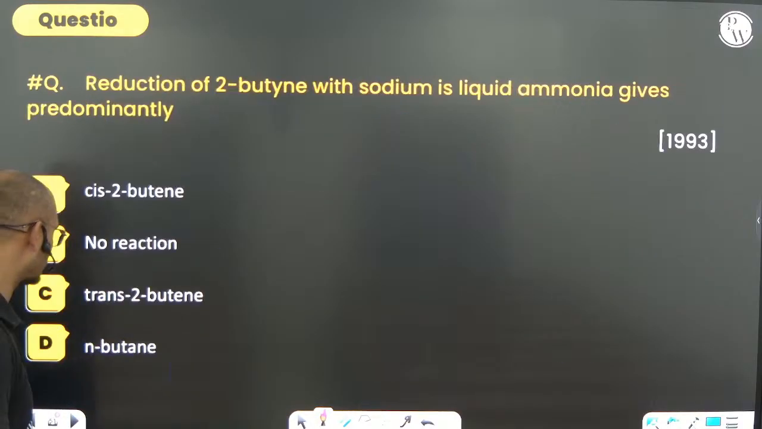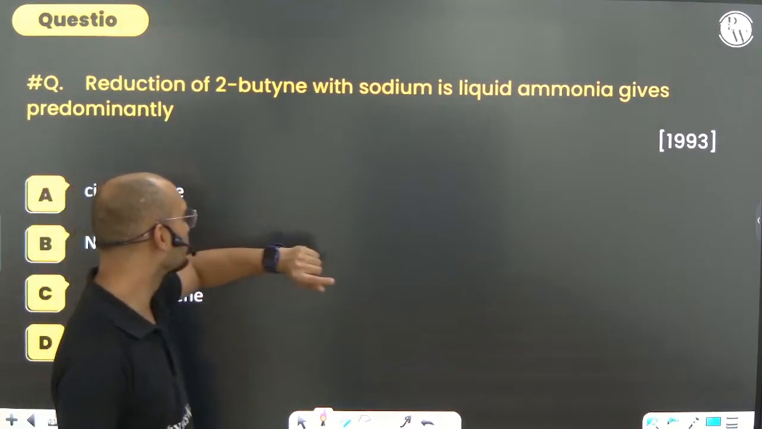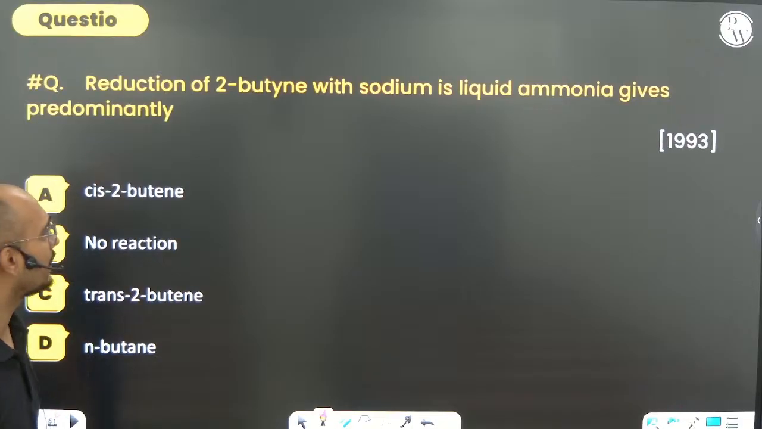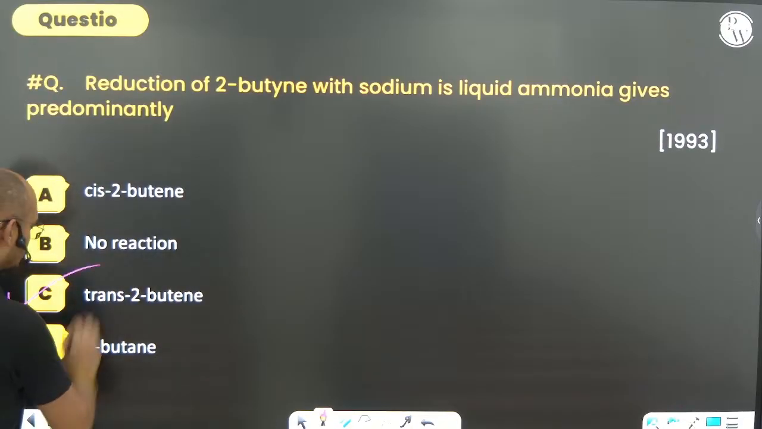Option C is the correct option. Next, reduction of 2-butene with sodium in liquid ammonia gives, I hope you all remember, trans-2-butene.